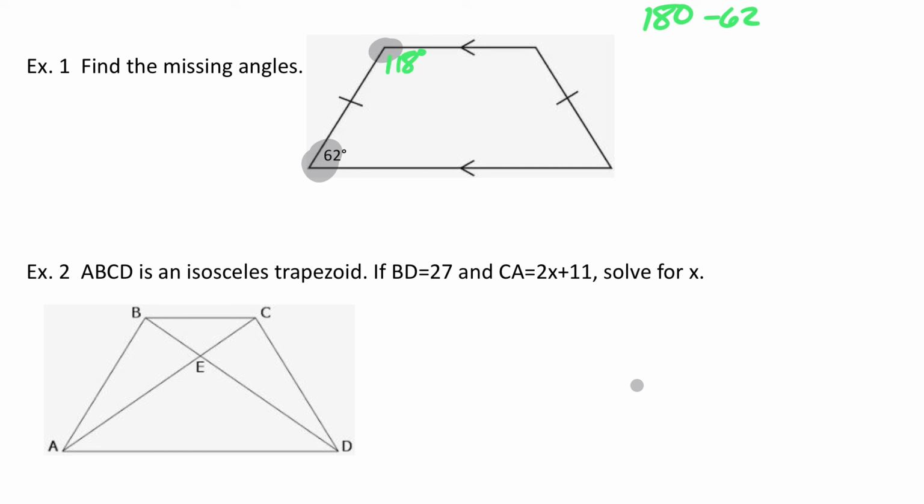And here's where isosceles trapezoids are really nice. Since these sides are equal, that means the base angles are equal. So that's 118 and this one's 62. Again, use your common sense on these. You're going to have an acute angle and you're going to have an obtuse angle. Make sure the acutes are equal to one another and the obtuses are equal to one another. All right, and then our last question.